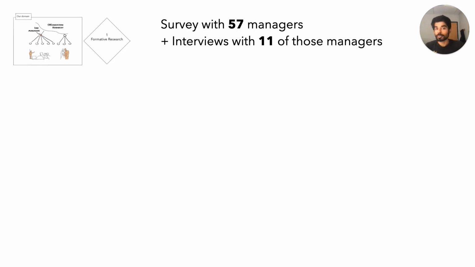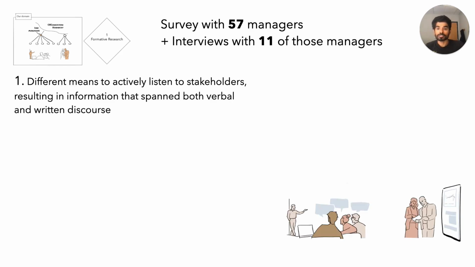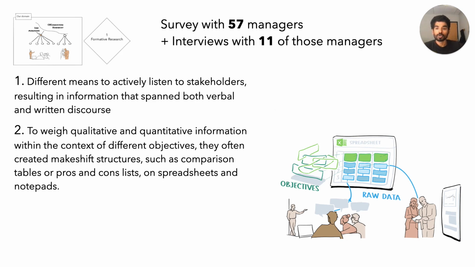And our goals in this formative work were to understand managers' current practices for gathering, organizing, and analyzing decision-making information, and to start identifying opportunities to support current practices. To summarize our observations, we found that managers use different means to actively listen to stakeholders, resulting in information both qualitative and quantitative that spanned written and verbal discourse. To weigh qualitative and quantitative information within the context of different objectives, they often created makeshift structures such as comparison tables or pros and cons lists on spreadsheets and notepads.